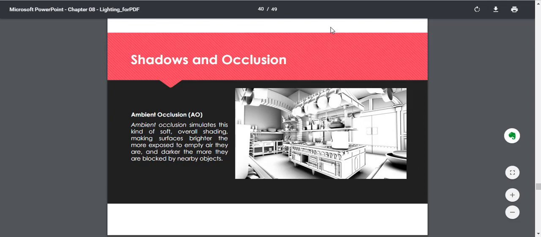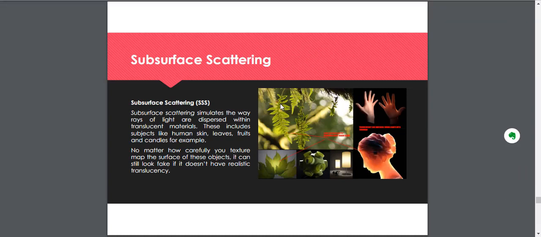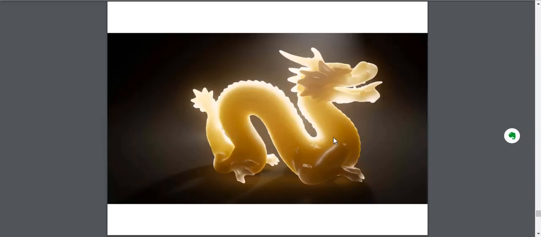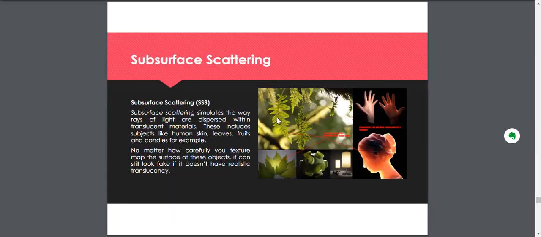Ambient occlusion, as well as another term called subsurface scattering. Where do you see it happening? In particular, it happens in organic flesh, like leaves as well as hands, and also in things that are not really living tissue, like candle wax and so on. So understand what subsurface scattering is as well.